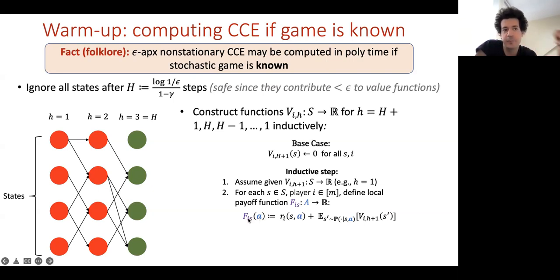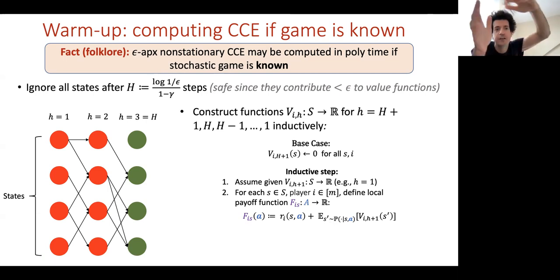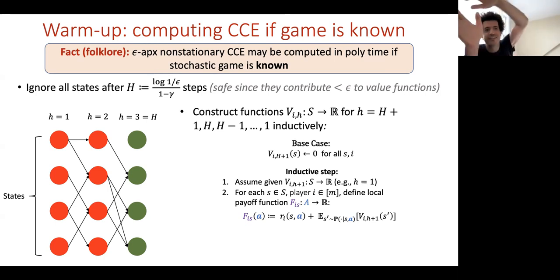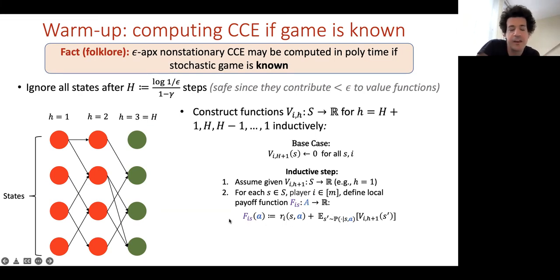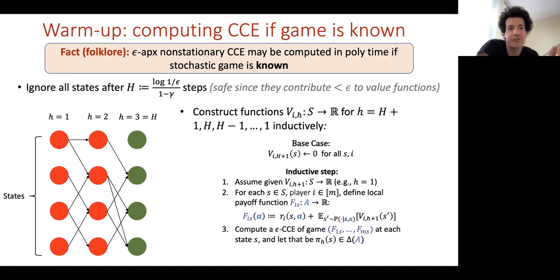So at state s, if you're player i and people play action profile a, you get some immediate reward from the environment. And then you will transition to some state. And from then on, you would follow the CCE that you are in the process of computing, but you have already computed what it does for later h's. That gives you some expected long-term value thereafter, which you add to your immediate reward. You define a game, and you find a CCE for that game. And that CCE for that game gives you a joint policy for what we all are going to do at that state, at that step h.